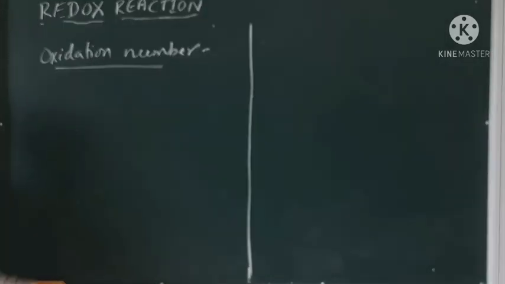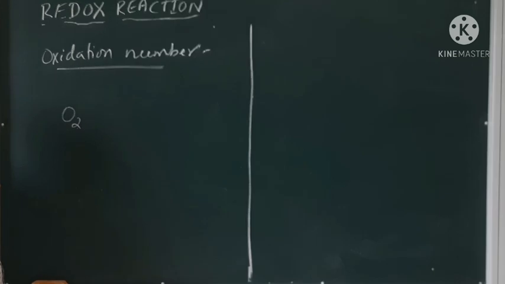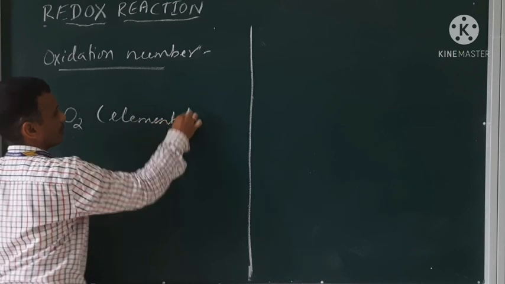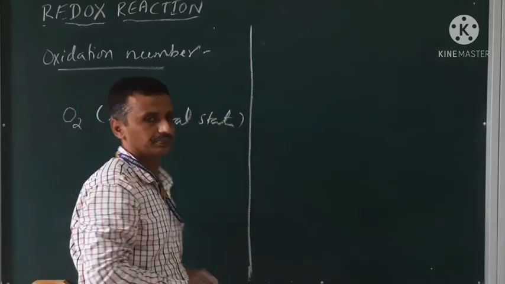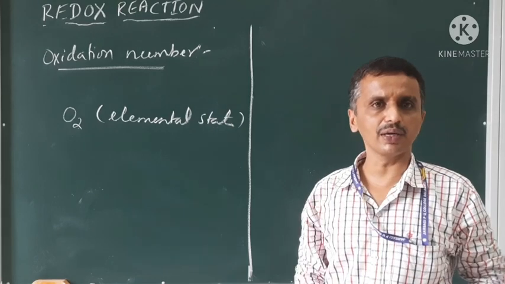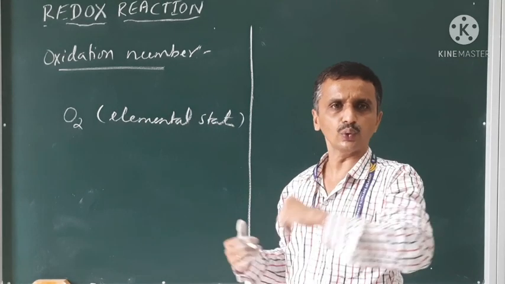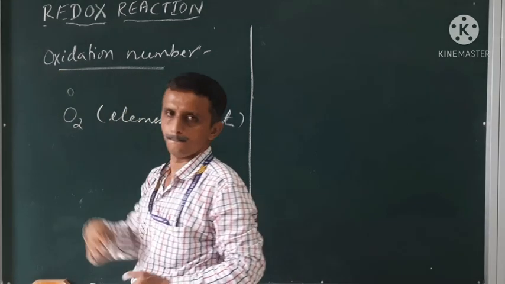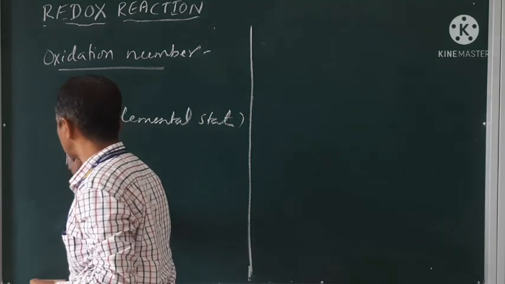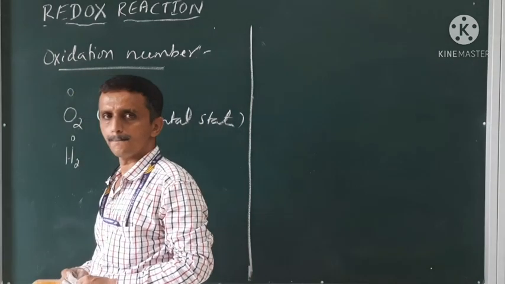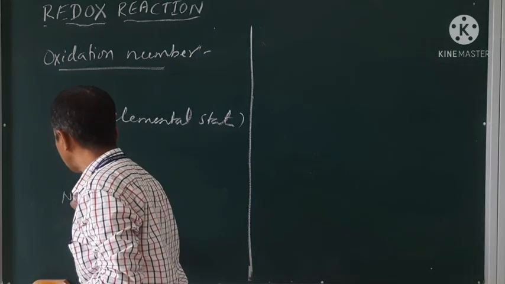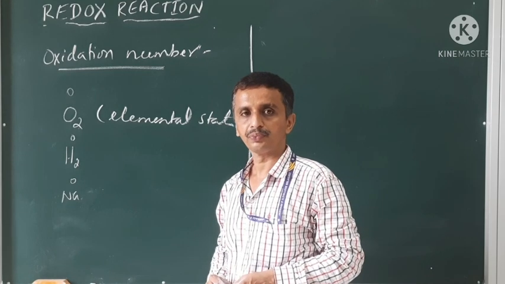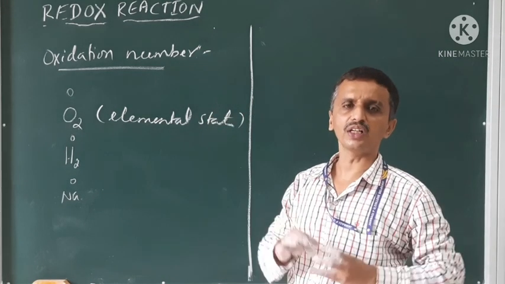Oxidation number. What is oxidation number? Take O2, which is the elemental state of oxygen. Oxygen is a diatomic molecule and it exists as O2, not O. If you see the oxidation number here, it is 0. The same thing happens for hydrogen, it is 0. The same thing happens for sodium in the elemental state. Again this is 0. So what is the meaning of oxidation number?